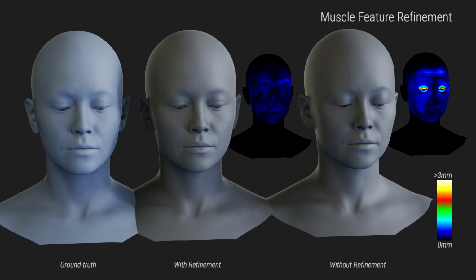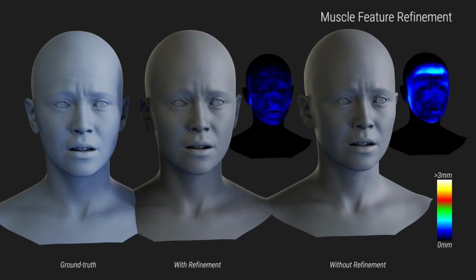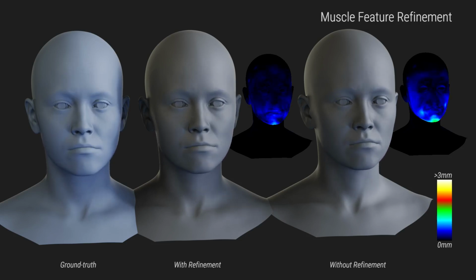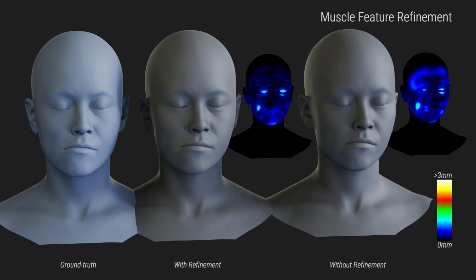We have a muscle feature refinement stage to increase the deformation fidelity during the optimization process. The system iteratively refines muscle features by alternating system unknowns between skin deformation and muscle features.